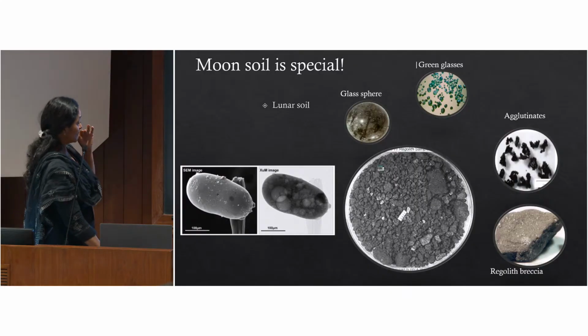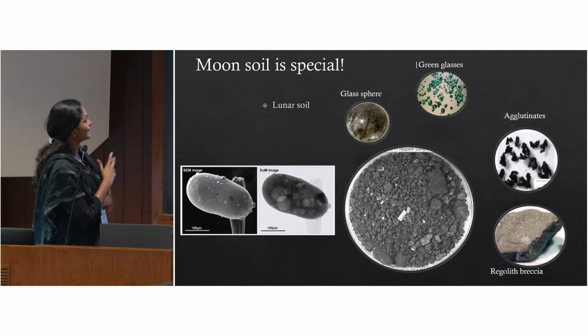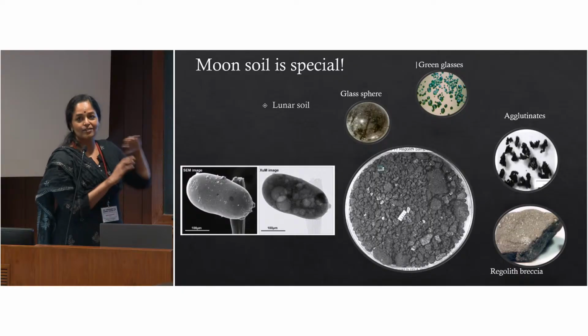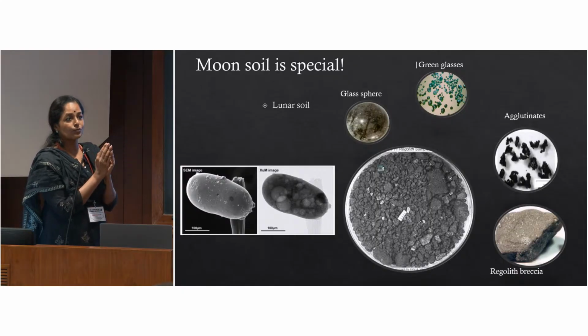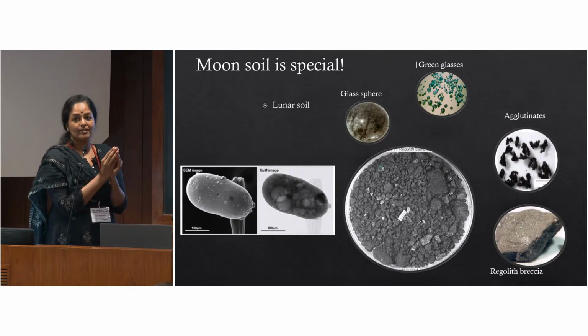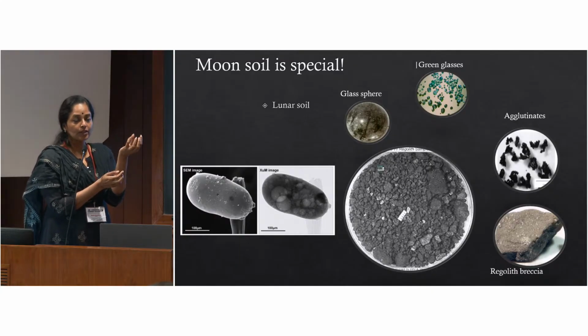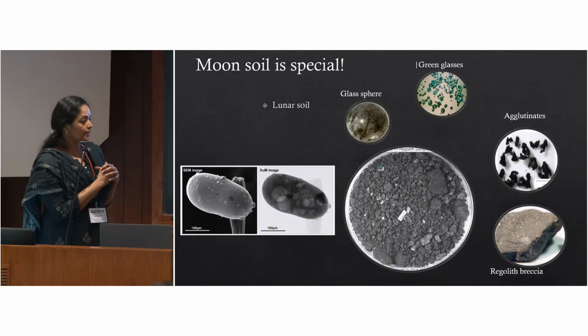But there is a speciality with lunar soil: you can find glass spheres like this. I'm trying to point. The glass sphere there is very, very smooth. So where would they have come from? These are more from volcanic, explosive volcanic events, which would have cooled very quickly and resulted in such spherules.